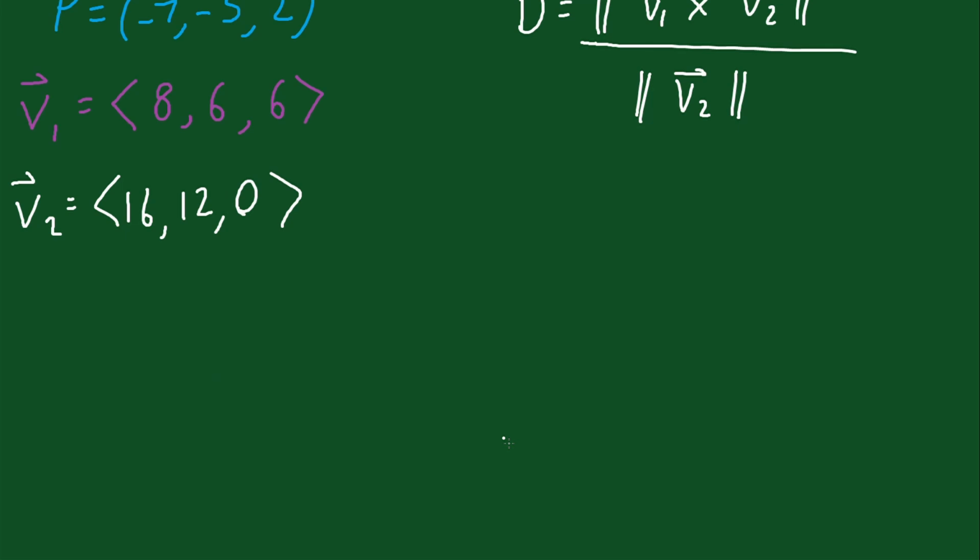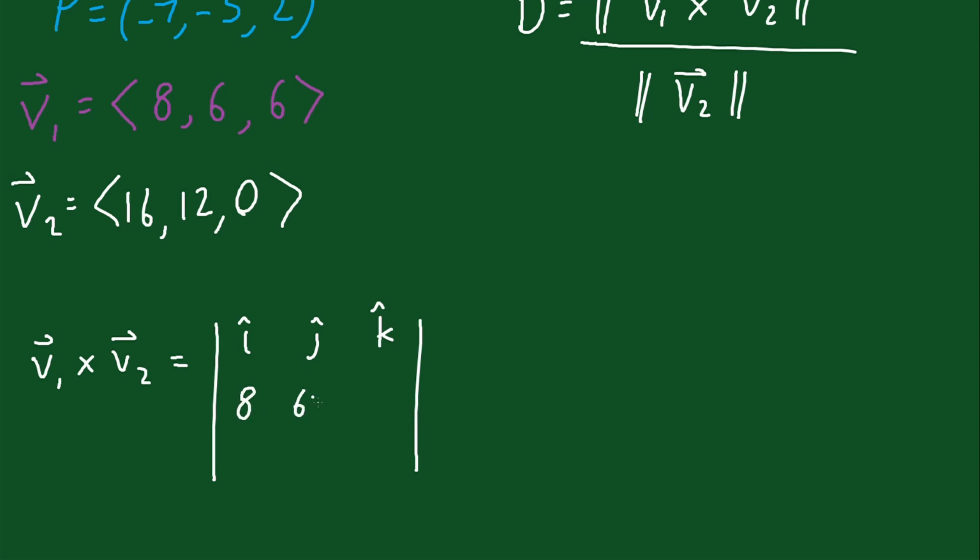So let's start off by doing our cross product. I'm going to come down here. The cross product of v1 and v2. And again, the order you do this will give you a different answer because it'll go in a different direction. But once you take the magnitude of it, at that point you will get the same answer. So don't worry about that. We'll do v1, v2. We set up our matrix. We have i, j, k. We have 8, 6, 6. And we have 16, 12, 0.